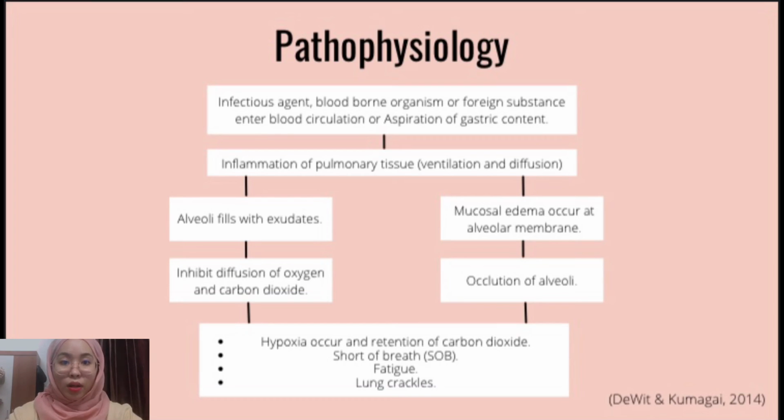If inflammation of the pulmonary tissue occurs, it can cause two effects. The first one is the alveoli will fill with exudates, and it will inhibit the diffusion of oxygen and carbon dioxide. And the second one is mucosal edema occurs at the alveolar membrane that can cause occlusion of the alveoli. When inhibited diffusion of oxygen and carbon dioxide and occlusion of alveoli occur, it will cause hypoxia, retention of carbon dioxide, shortness of breath, SOB, fatigue, and lung crackles.